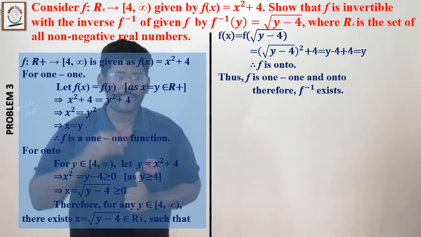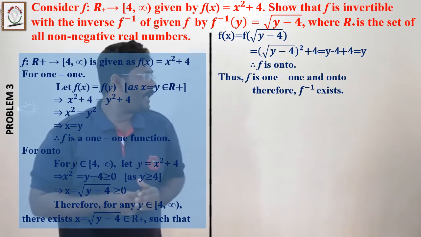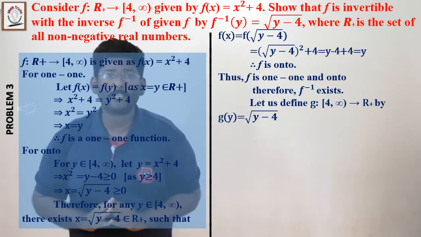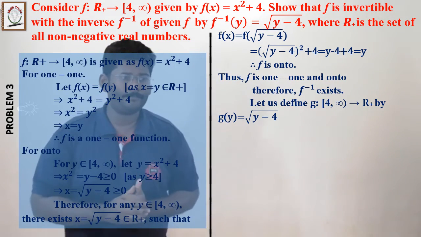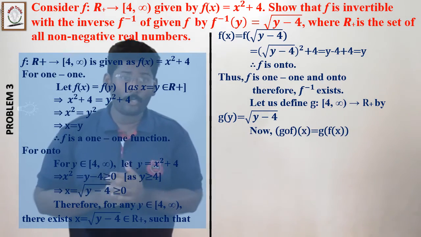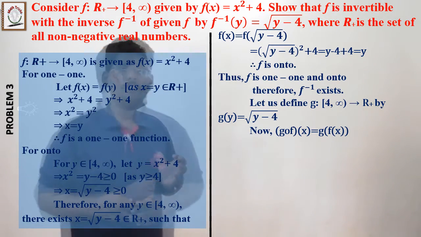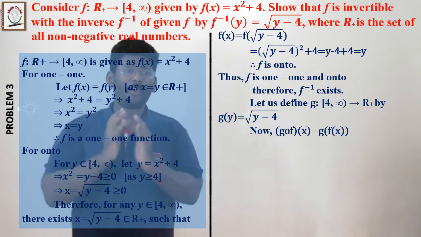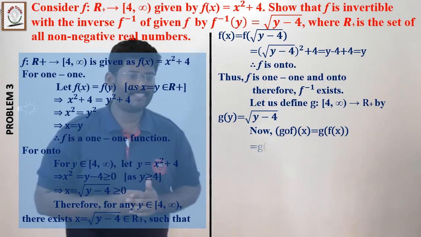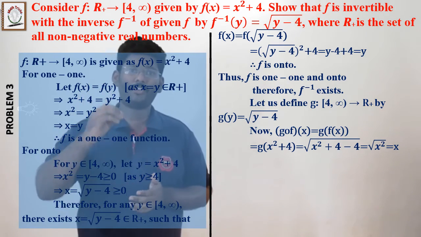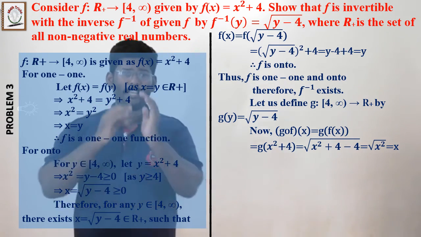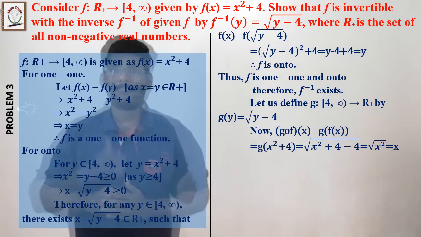Now let us define a new function g from the closed interval [4, infinity) to R defined by g of y is equal to root of (y minus 4). Now g composite f of x is equal to g of f of x. So we have to put x square plus 4 in place of y. So g of (x square plus 4) is equal to root of (x square plus 4 minus 4), that is equal to x. So g composite f of x is equal to x.